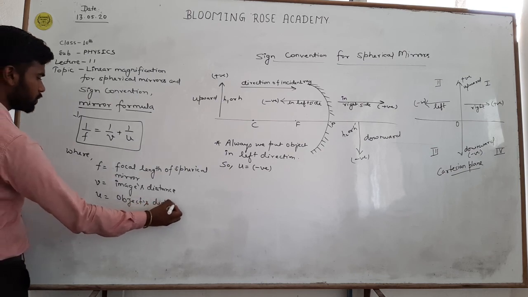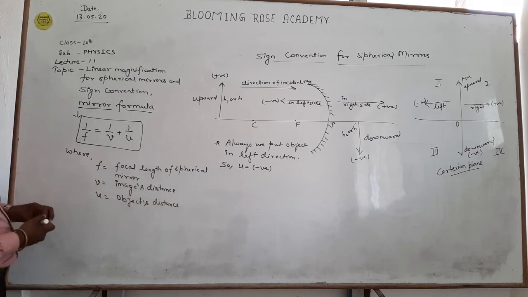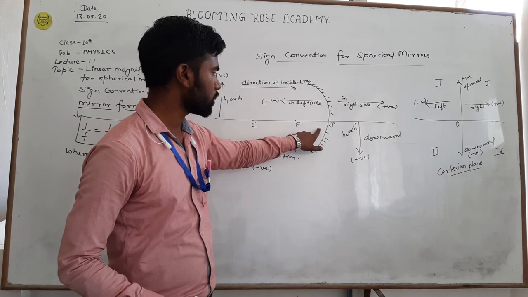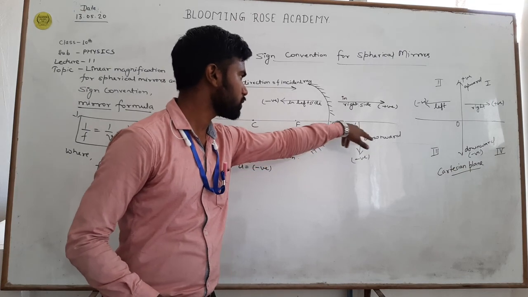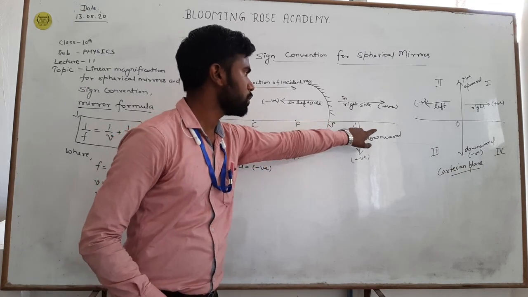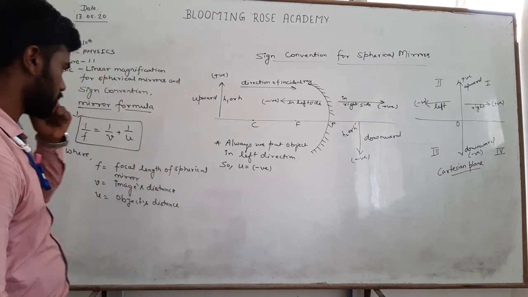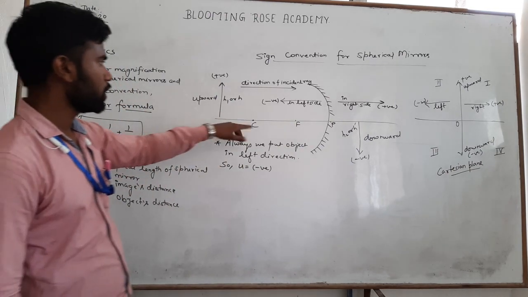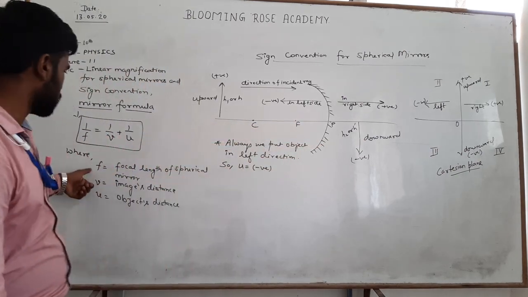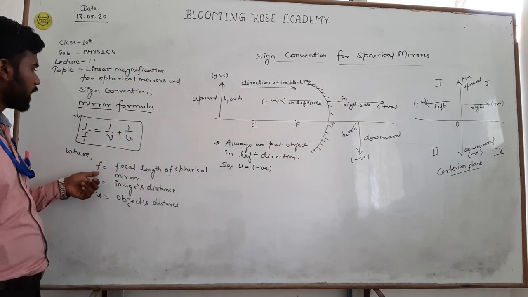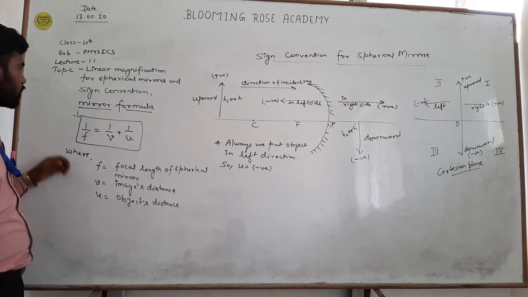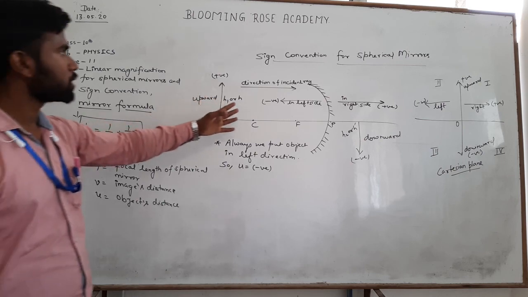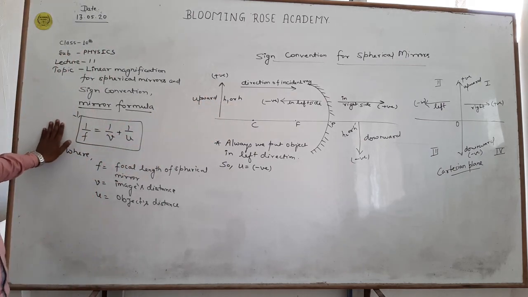For a concave mirror, the focus is on the negative side, and for a convex mirror the focus will be on the positive side. So for a concave mirror f is negative, and for a convex mirror f is positive, that is, the focal length is negative for a concave mirror and positive for a convex mirror. So these are the sign conventions and mirror formula for spherical mirrors.